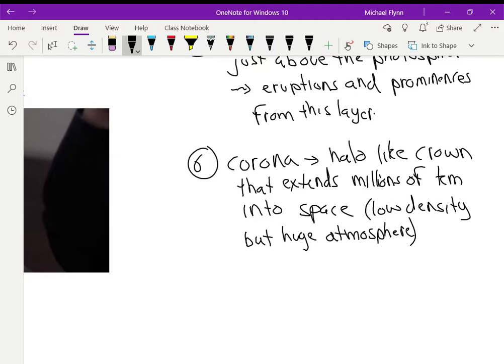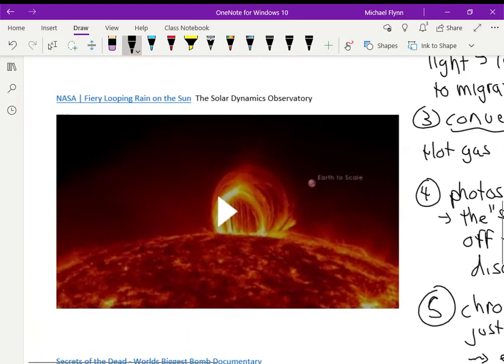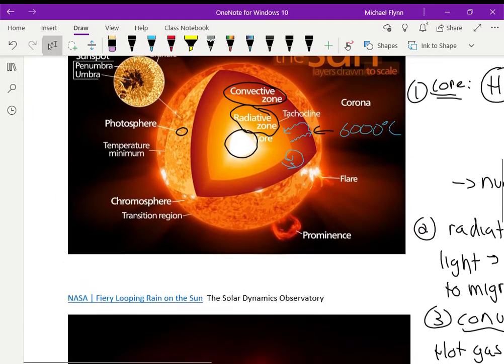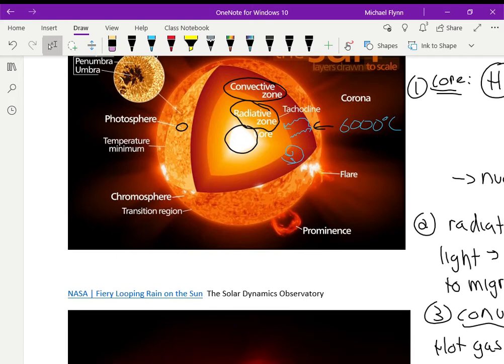So there you go, guys. That's basically all the structure of the sun. You need to be able to label a diagram like this on a test. There are a couple of other things I'd like to point out. A prominence is an extrusion of the chromosphere, okay? So it sort of protrudes out from the sun's surface, from the photosphere and the chromosphere.